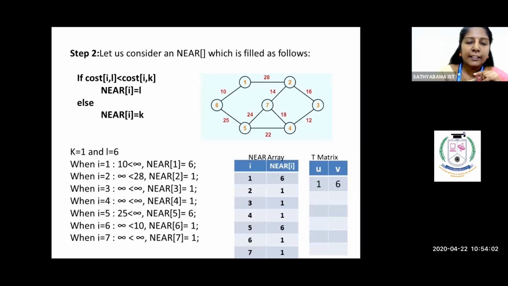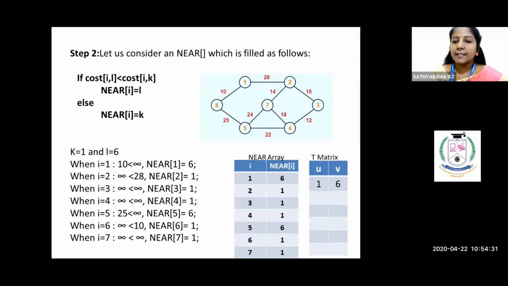This near array should be calculated using this calculation: cost of I comma L less than cost of I comma K. If the condition is true, the near array is updated with the L value. If the condition fails, the near array is updated with the K value. Before filling the near array, you must know what K and L are.